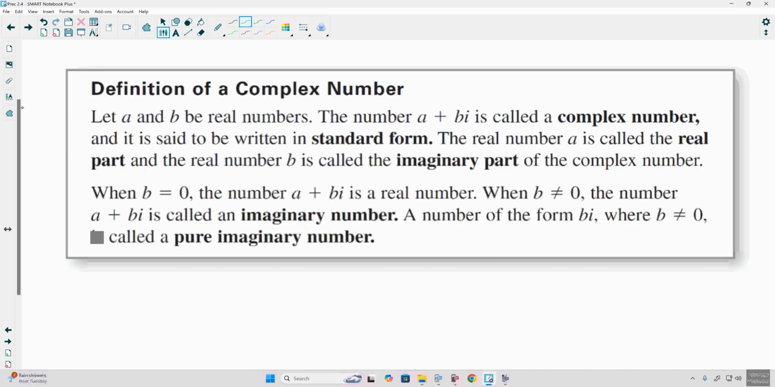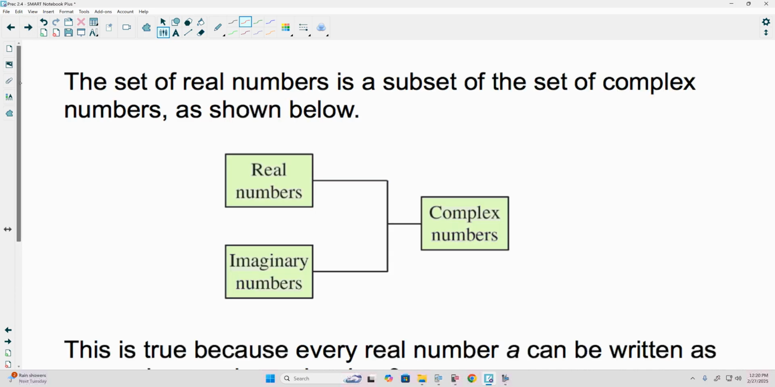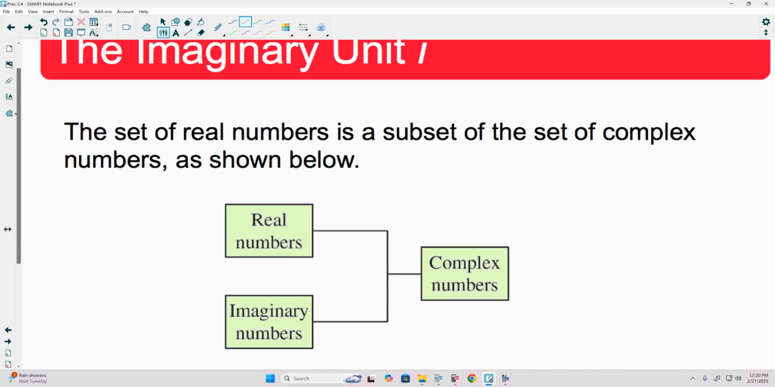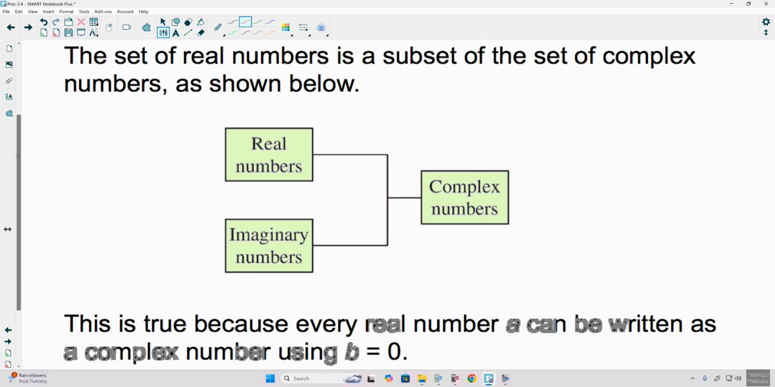Definition of a complex number. A complex number contains 2 parts, the real part a and the imaginary part bi, where b is still a real number. So we get a plus bi. The set of real numbers is a subset of the complex numbers, where we have our real and imaginary parts that combine to give us our complex number.